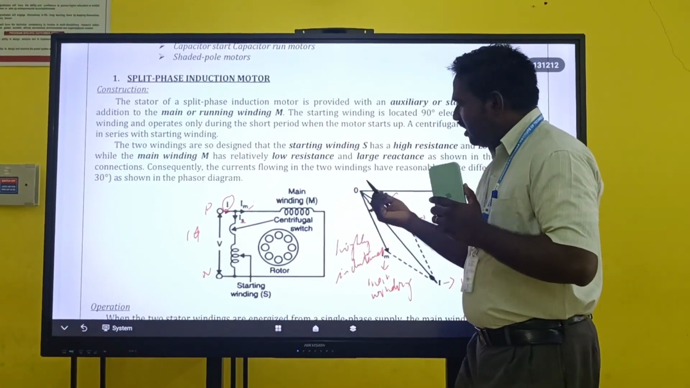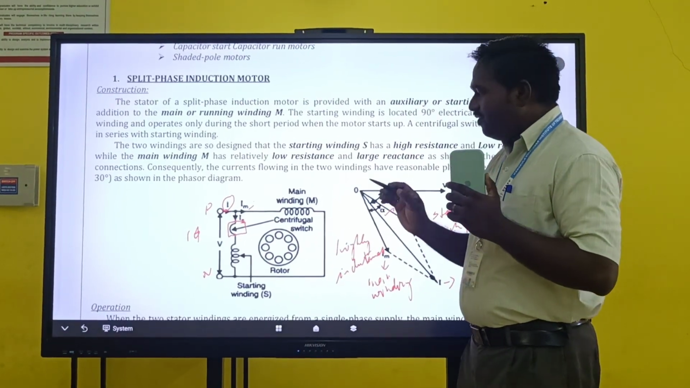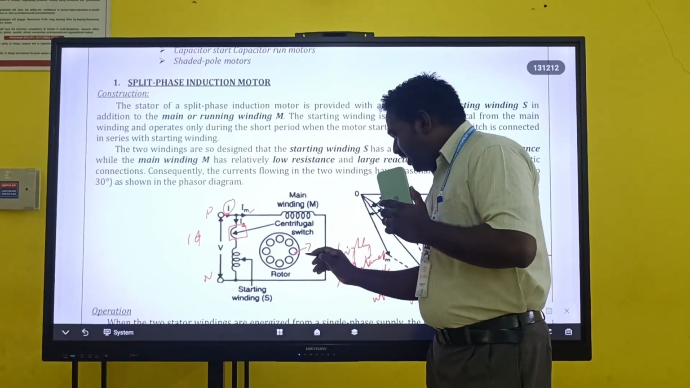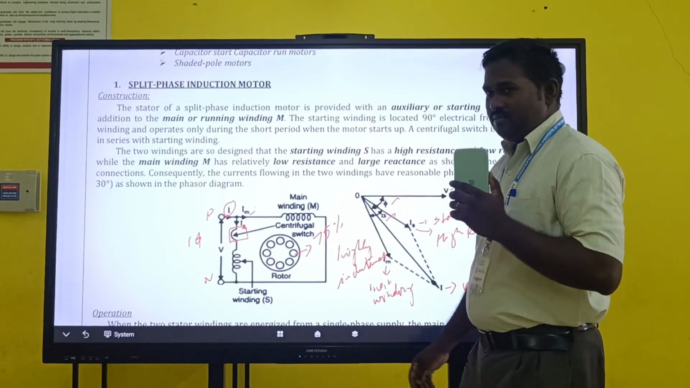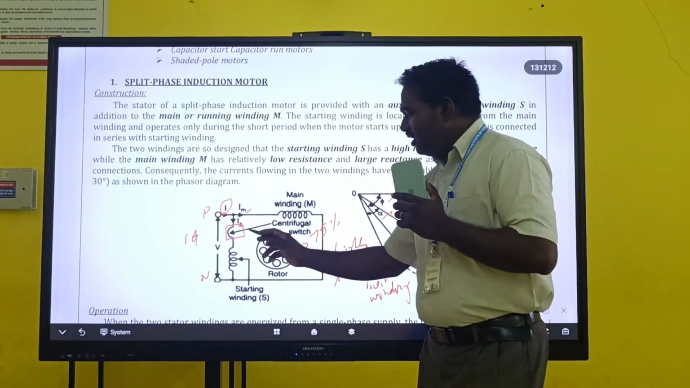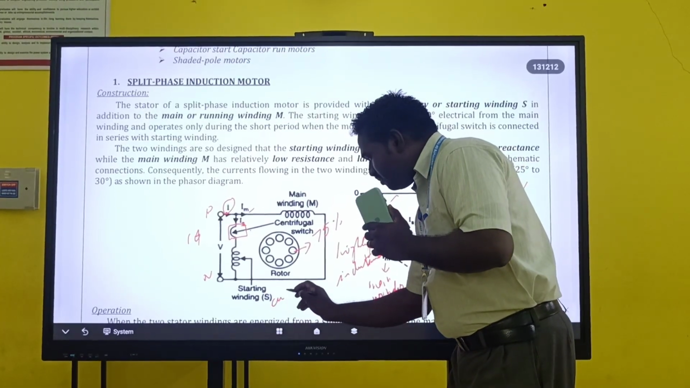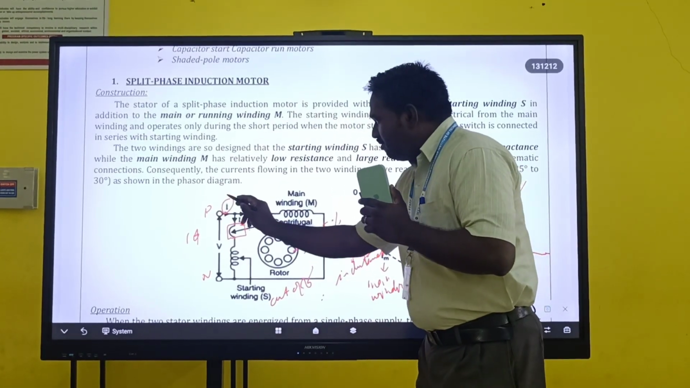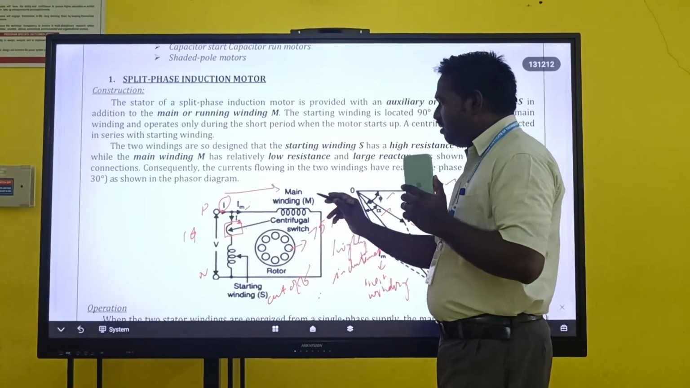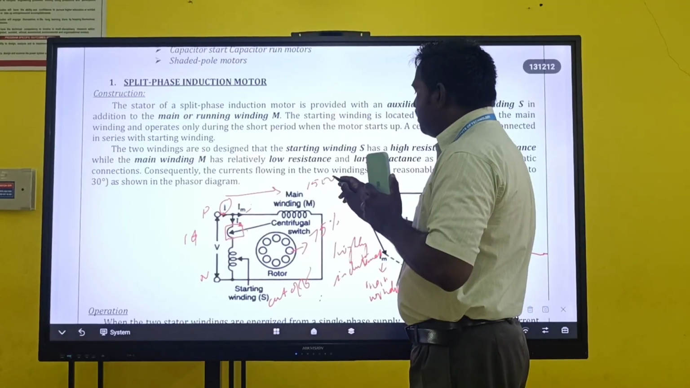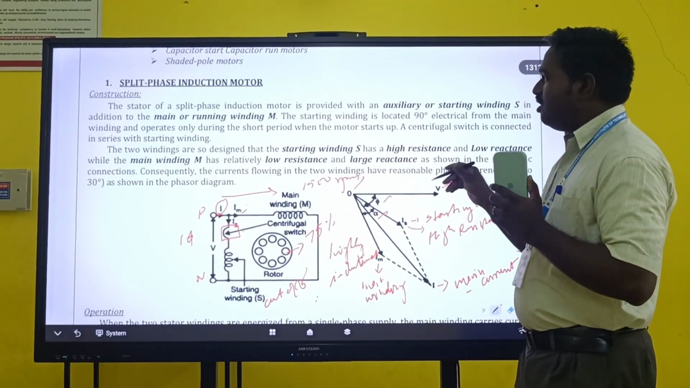And one more part in the construction detail, we have a centrifugal switch which will be opened when the rotor attains 75% of synchronous speed. After that, the centrifugal switch is opened and the starting winding will be cut off, and all the current will flow through the main winding, so that this machine will operate up to 1500 rpm. So this is how the motor is rotating.